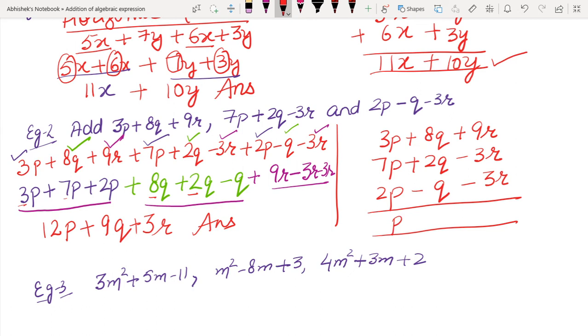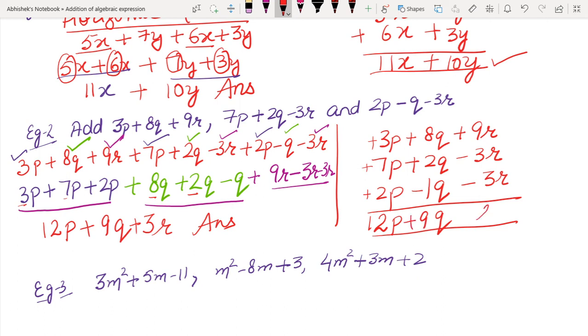p remains as it is, the variable remains as it is. Just solve the coefficients. 7 plus, no sign is here, it means this is plus. Whenever we don't have any sign, that means it is a plus sign. 3 plus 7, 10. 10 plus 2, it is 12. Now next q remains as it is. 8 plus 2, 10. Nothing is here, it means here it is 1. So 8 plus 2, 10. 10 minus 1, it is 9.